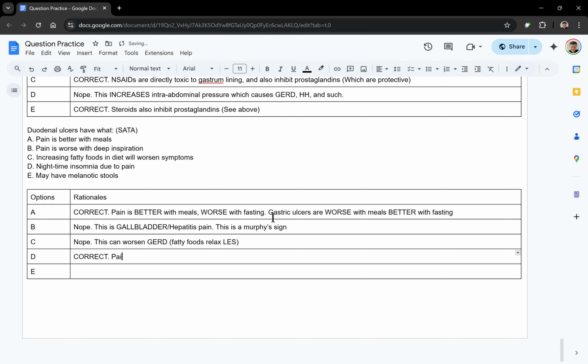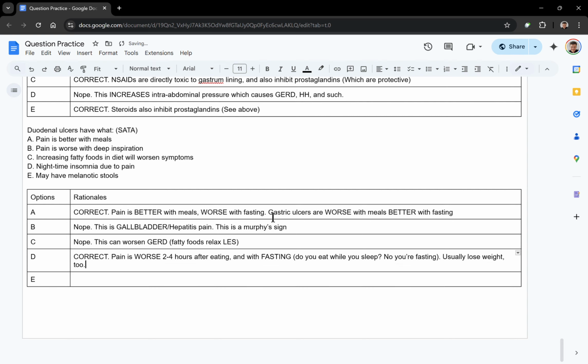Correct, right? Pain is, so 2 reasons. Pain is worse 2 to 4 hours after eating. And with fasting, do you eat while you sleep? No, you're fasting, right? So that's why it hurts more at night. Okay? And there's probably some circadian piece to it as well, but the other piece is that these guys actually lose weight more than gastric ulcers, right? Okay, what else? D, that's D.